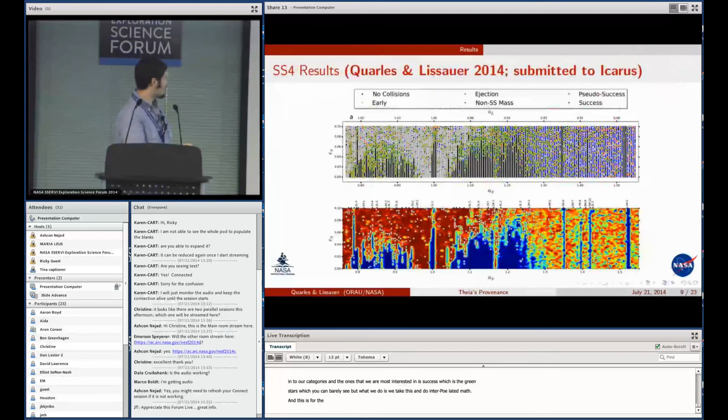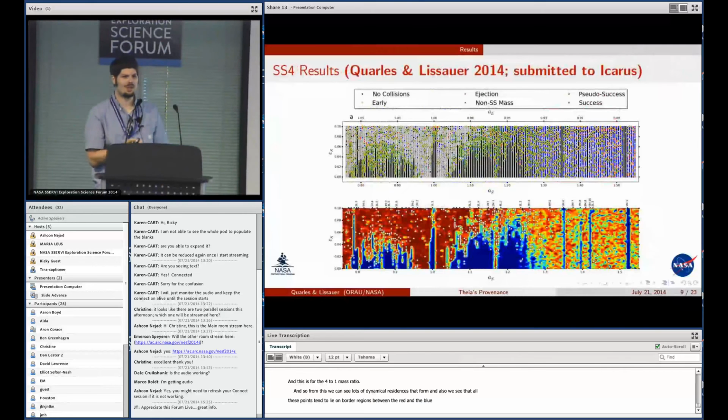And so from this, we can see lots of dynamical resonances that form. And also we see that all these points tend to lie on border regions between the red and the blue, where the red is where things happen way too fast based on our timing, and the blue tells us nothing happened at all.